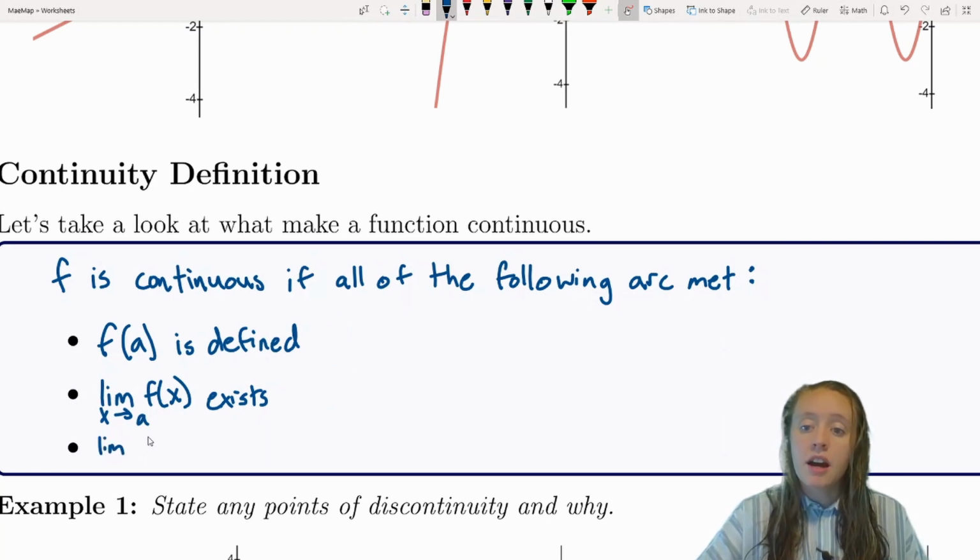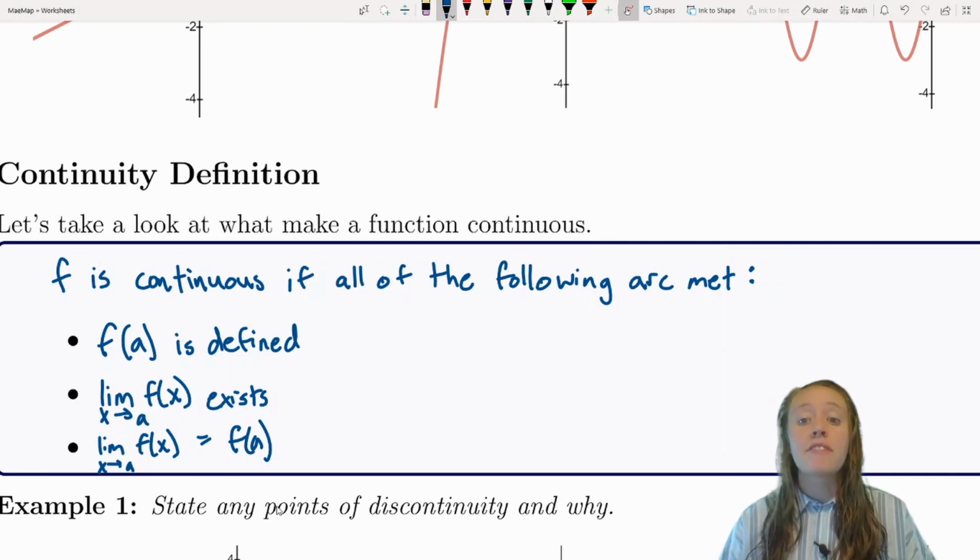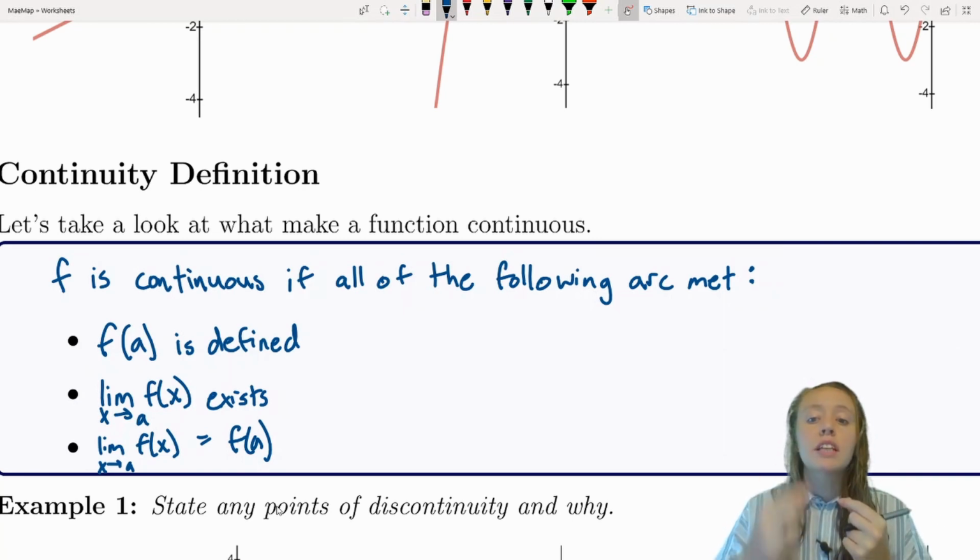The limit of f of x as x approaches a equals f of a. So what we're saying here is that the value of the function at that point a is equivalent to the limit of f of x as x approaches a. Now, like I stated before, all of these need to hold true. If there's some point a where one of these three has failed, then that is a point of discontinuity, a point where our function is not continuous.